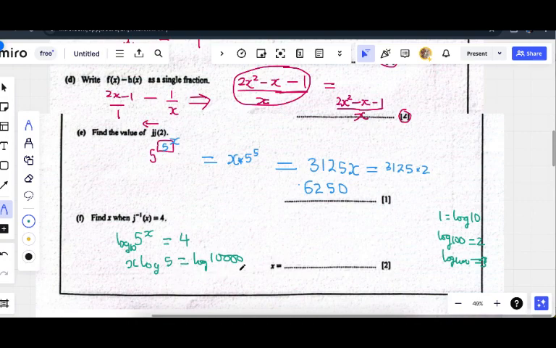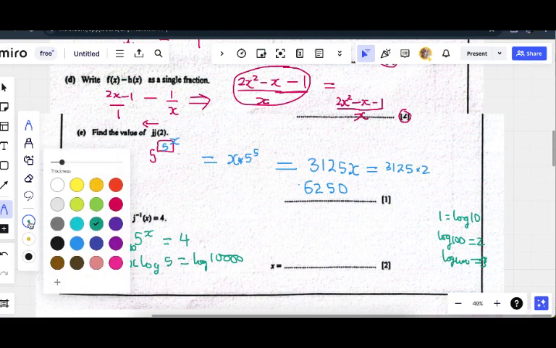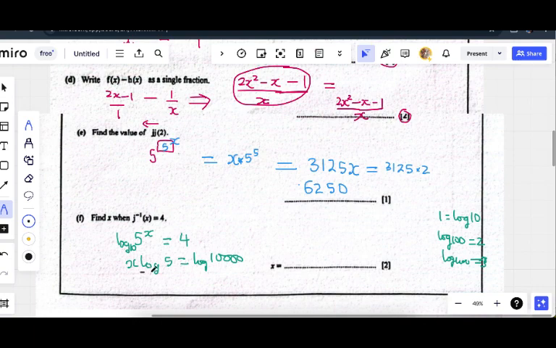Divide both sides by log 5. Even if I don't write the base, all these logs are in base 10. So divide here by log 5, and also divide here by log 5 in order to find x. This one we cancel. Only x remains on the left. Then log 10,000 divided by log 5.